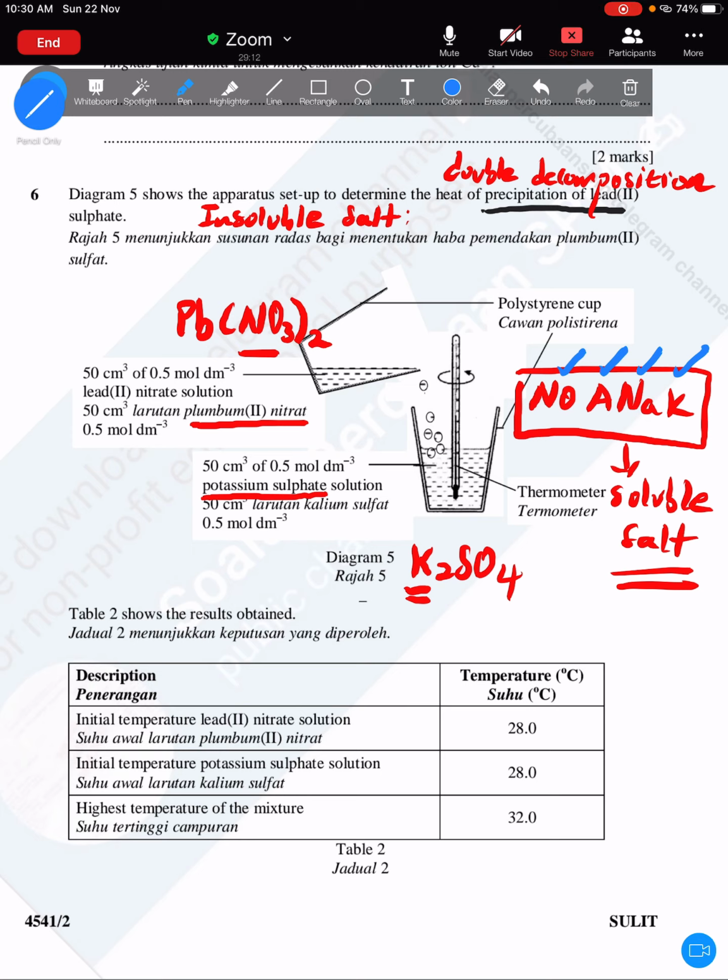In this case, let's look, the initial temperature is 28, and it becomes 32. Guys, is there an increase in the temperature? Yes. When there is an increase in the temperature, therefore, is it exo or endo? Increase in temperature, it is exothermic. Very good.